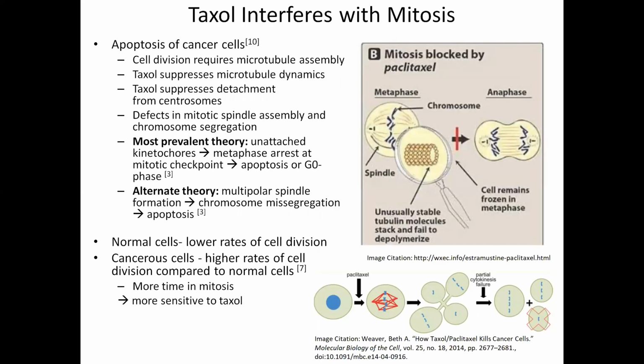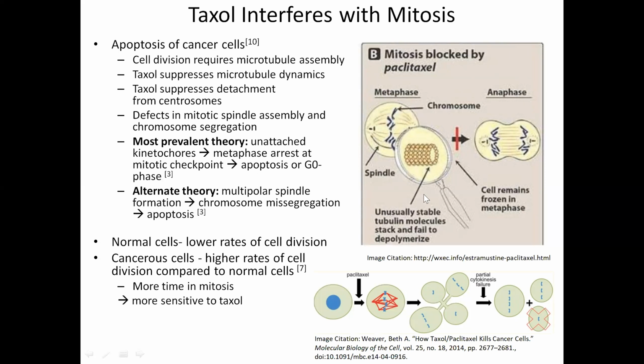So the pathway that Taxol interferes with is mitosis, and it leads to apoptosis of cancer cells. Since cell division requires microtubule assembly, as you know, especially during metaphase, Taxol suppresses microtubule dynamics and suppresses detachment from centrosomes. So it leads to mitotic spindle assembly defects and chromosome segregation defects. The most prevalent theory is that unattached kinetochores will lead to metaphase arrest at the mitotic checkpoint, which leads to apoptosis or G0 phase.